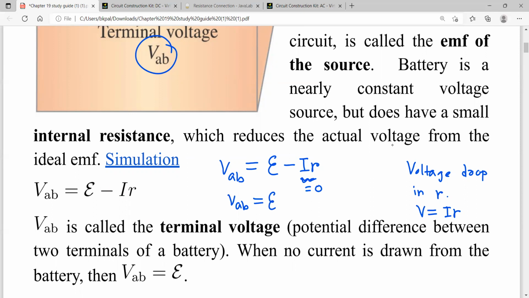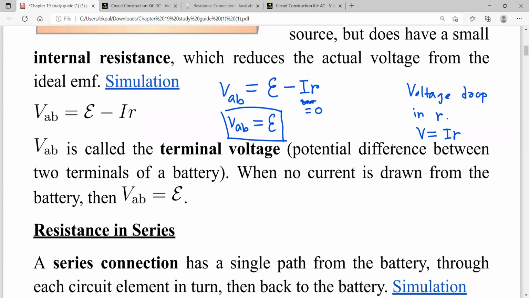Okay, but when it is connected to some external circuit, then you will have this term. When it is not connected to a circuit, the potential difference between the two terminals is exactly equal to the electromotive force.